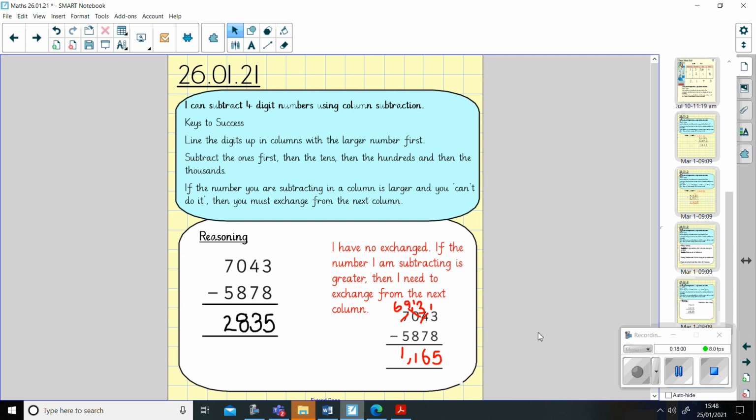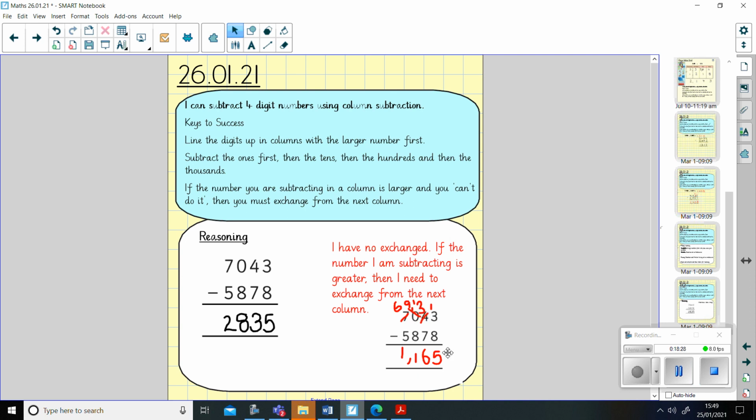Okay, so I haven't exchanged. Hopefully you spotted that I've just switched my numbers around. So I haven't noticed that I can't take 8 away from 3. I've just switched them around. And the same here. If I've only got 4 sweeties, I can't eat 7 of them. So I needed to exchange from my other columns. It was a tricky question, but I wanted you to be able to spot the exchange.